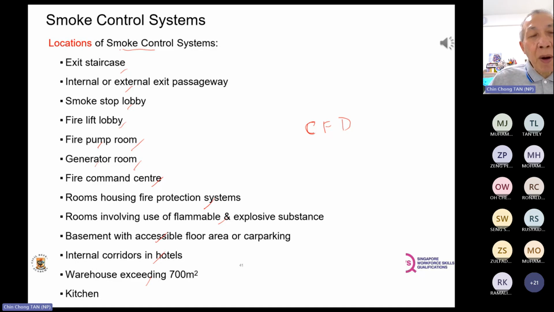Okay, CFD stands for computational fluids dynamics, okay? These are computer software now. So all these are under performance-based, right? Performance-based. And each one has their own merit separately.